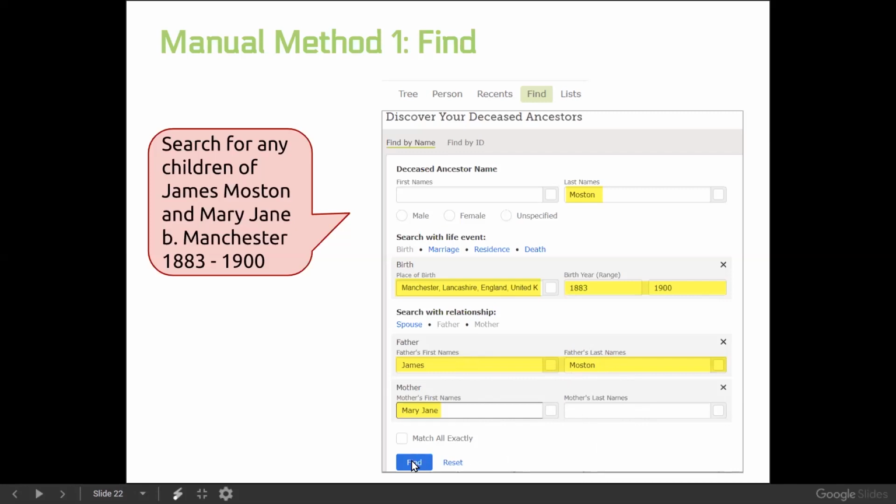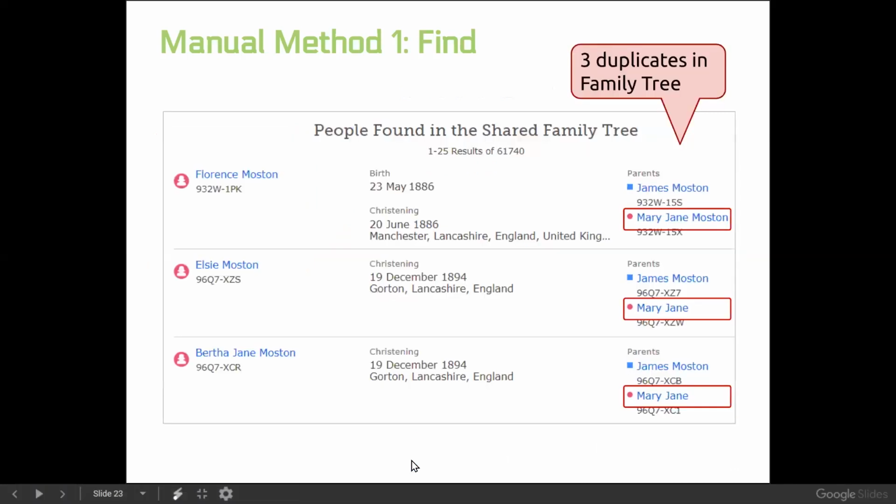And then I clicked find, and look what came up. Florence, Elsie, and Bertha, those 3 children from the 1911 census. So it turns out that in addition to the original record we had for Mary Jane Hibbert, she's in here 3 additional times at least that I found so far. So I guess those aren't duplicates, those are quadruplicates, right? So we've got her in here additional times, and we would need to merge those records.